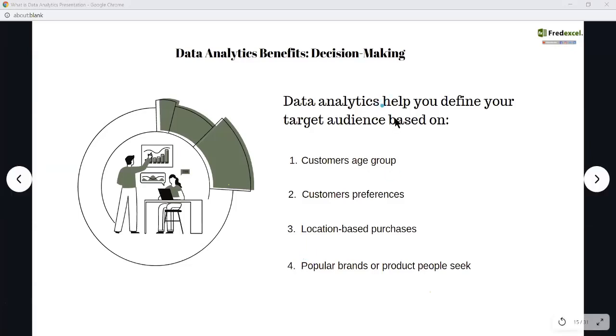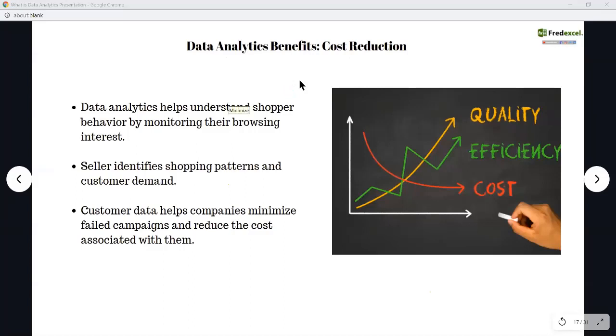So I'll continue. Data analytics benefits, cost reduction. I'm sure this one will be very exciting for the accountants or those who are quite finance biased. Looking at the data analytics benefit for cost reduction, data analytics helps us understand shopper behavior by monitoring their browsing interest, and sellers identify shopping patterns and customer demands. Customer data helps companies minimize failed campaigns and reduce the cost associated with them.